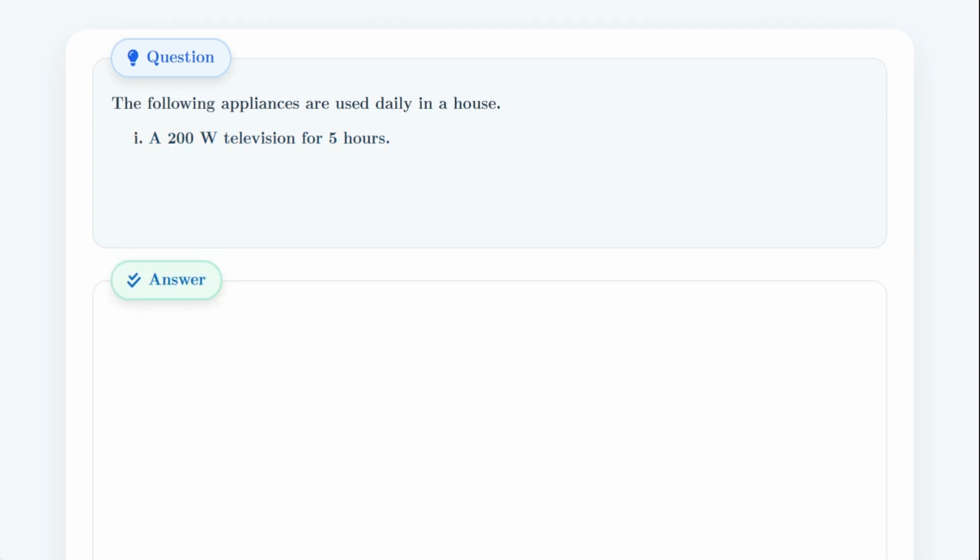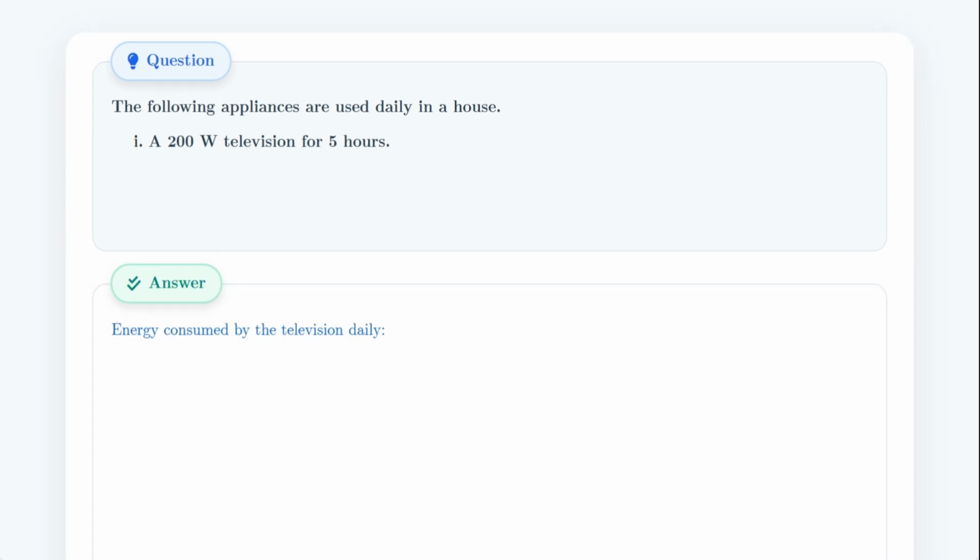So, how do we approach this? Let's check the solution steps together. To find the electricity bill, we first need to calculate the total energy consumed. Let's start with the television. We know that energy is power multiplied by time. So, energy of the TV equals the power, which is 200 watts, multiplied by the time, 5 hours. When we multiply these, we get 1000 watt-hours. That's the energy the TV uses in just one day.